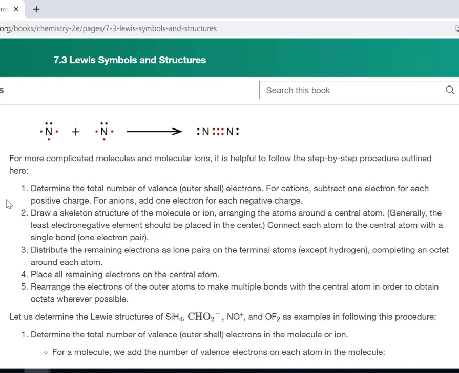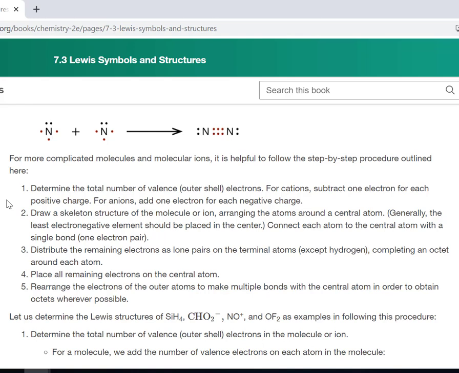If you have a charged species, then we have to adjust that. So if you have a cation, subtract 1 electron for each positive charge, and then for anions, add an electron for each negative charge. So you can add or subtract electrons if you have charged things, to your tally of the number of valence electrons.